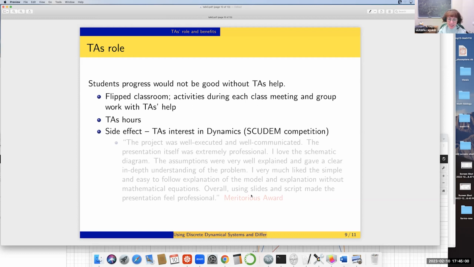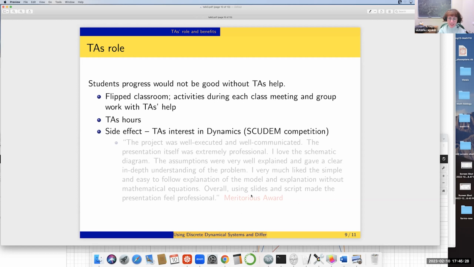And as a side effect, TAs also learn much more about dynamics than they would probably learn just from taking a course on dynamical systems. When they interact with students and explain various questions, they learn, I think, very noticeably.